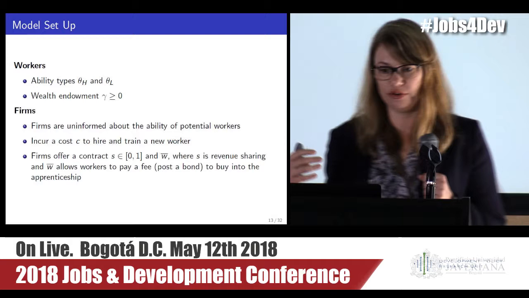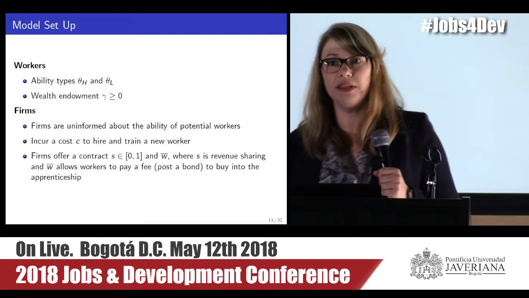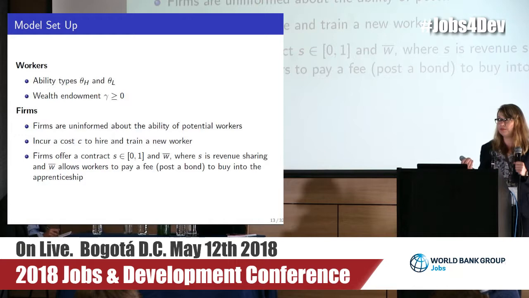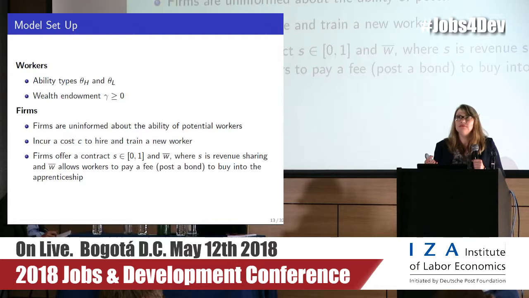So imagine that workers have two characteristics. They can be high ability or low ability with respect to their particular trade. And they also have some wealth endowment. So if firms are uninformed about the ability of potential workers and it costs them to bring someone into the business and train them up, then they don't necessarily want to allow any worker into the firm because that cost to train someone up is meaningful.